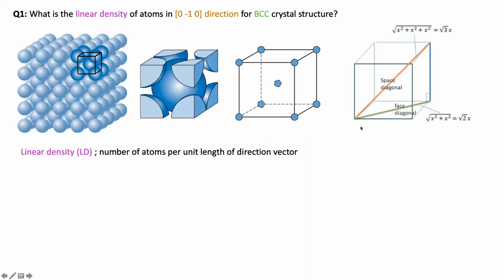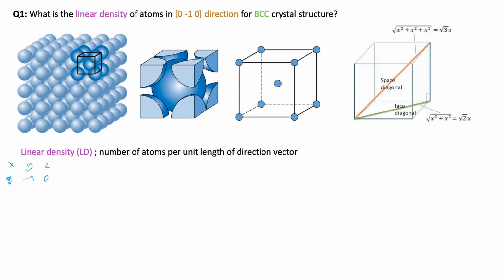So in this question, for example, the linear density is being asked for a certain direction in the BCC crystal structure. To answer the question, first we need to figure out which direction we are talking about. So let's try to plot the direction first. We are given the XYZ values as 0, -1, and 0.